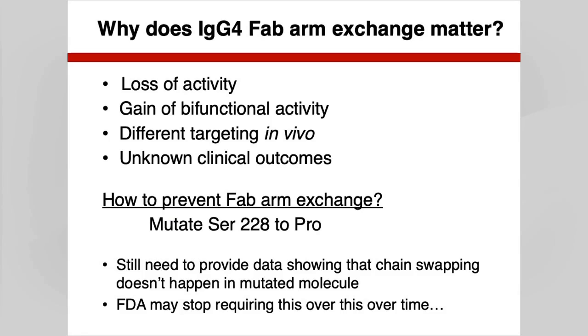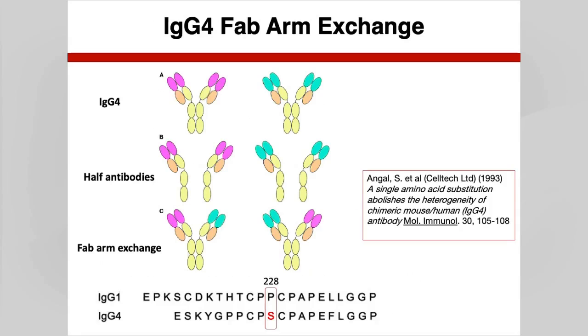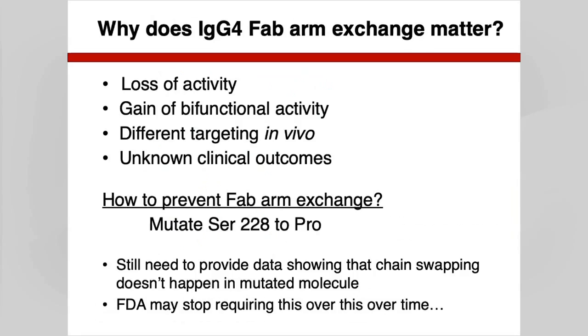How can we prevent Fab-arm exchange? Well, mutation of a single serine 228 to a proline, which you can see here on the bottom of this slide, actually prevents the IgG4 chain switching. And this is really beautiful work that was done quite a long time ago. So many sponsors who are developing IgG4 molecules actually introduce this modification so that they don't have to worry about all of these potential sequelae.